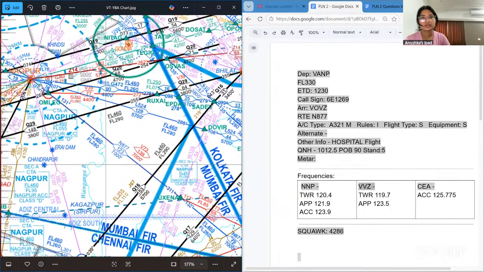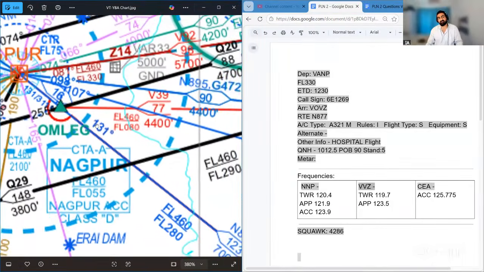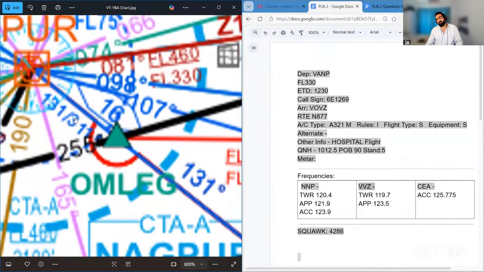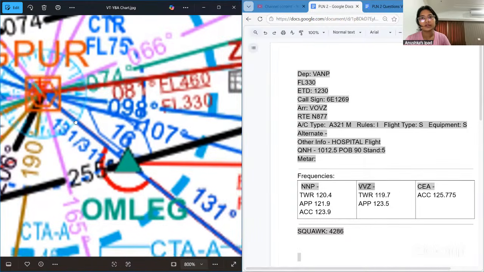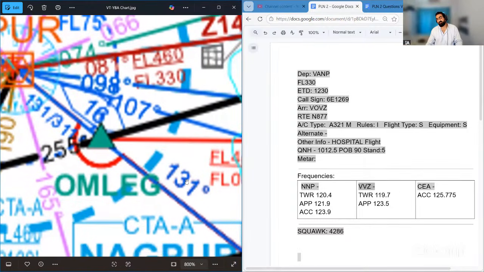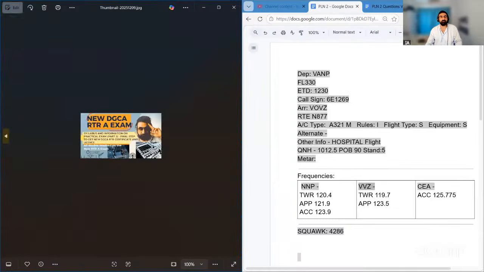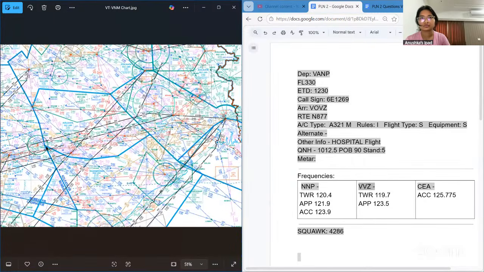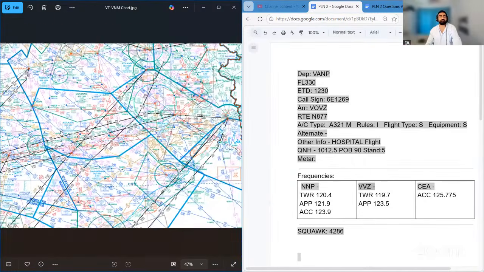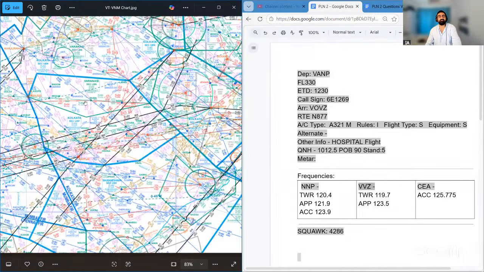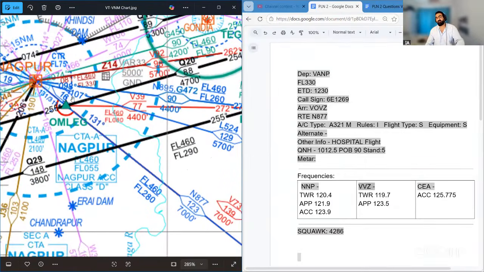See this one. This is the route. So here on the left, see this degree that you see, 131. This is the magnetic track from the station. You're going away from the station. So this is a VOR and a co-located, sorry, QDR. That is QDR.